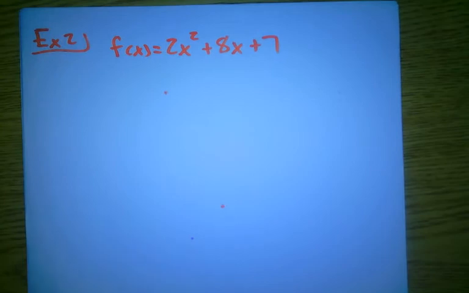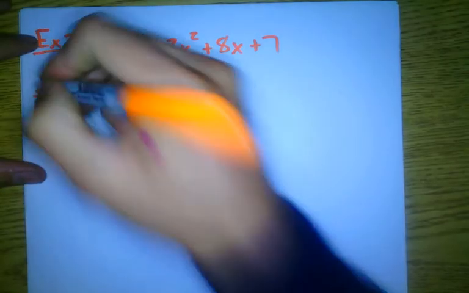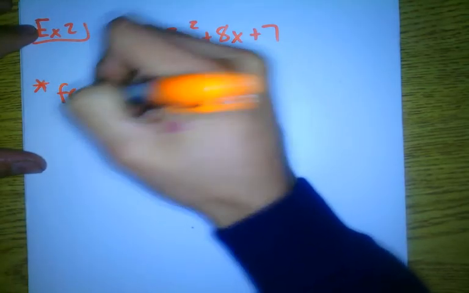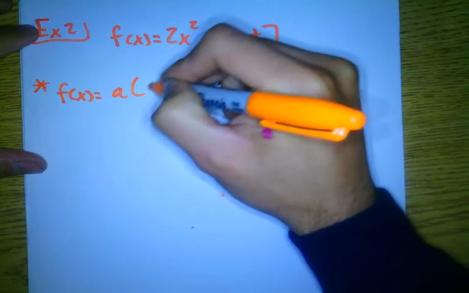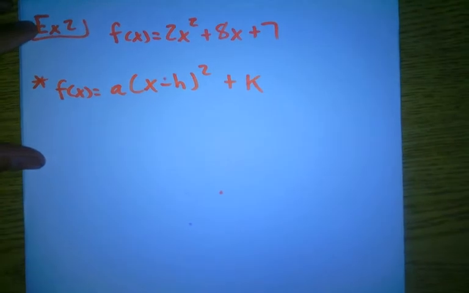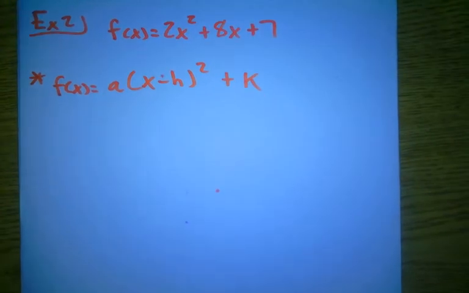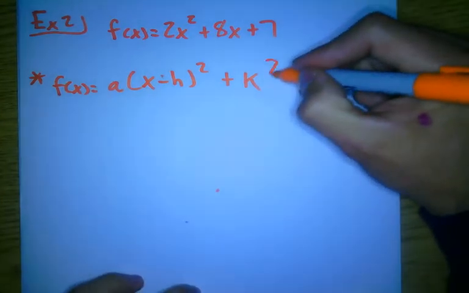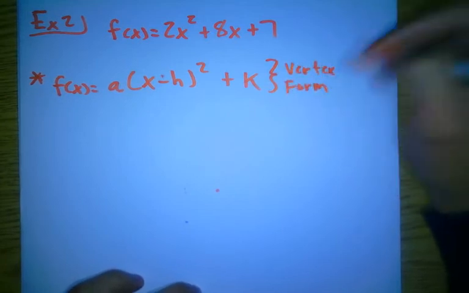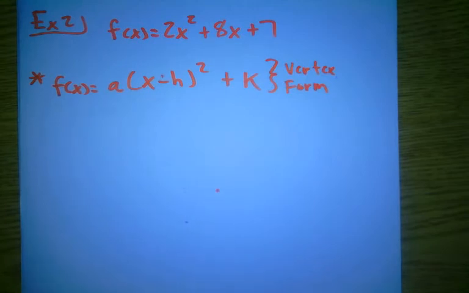Okay? Last year, you were introduced to a certain formula that I'm going to write down, which looks like this. f of x is equal to a times (x minus h) squared plus k. Does this look familiar? Does anyone remember what this is called? Vertex form. Okay, so this is called the vertex form of a quadratic. Yes? Okay.